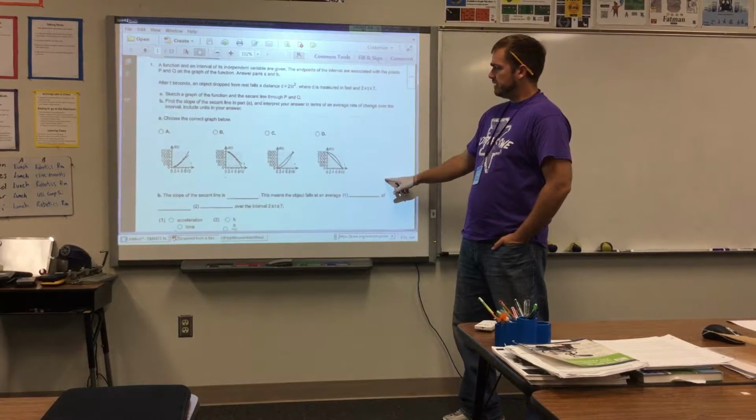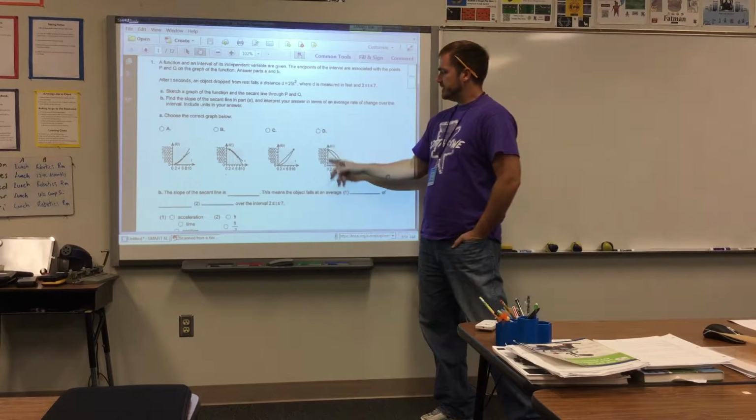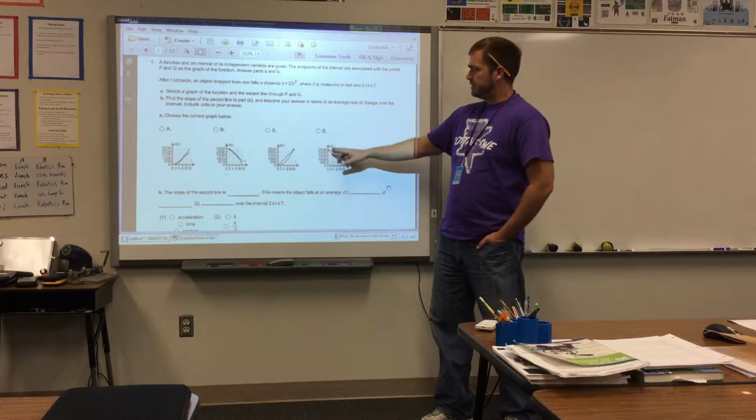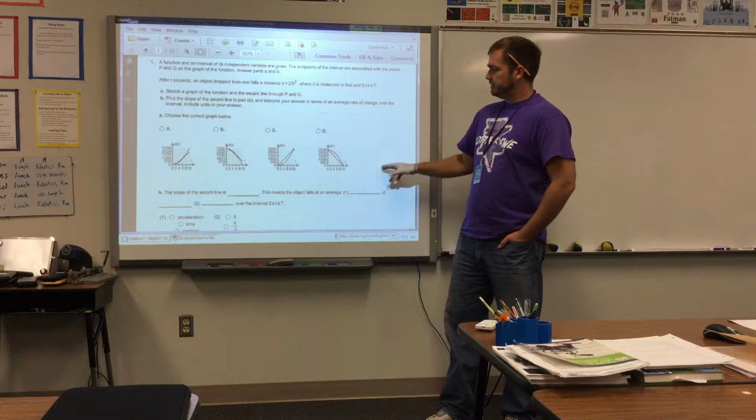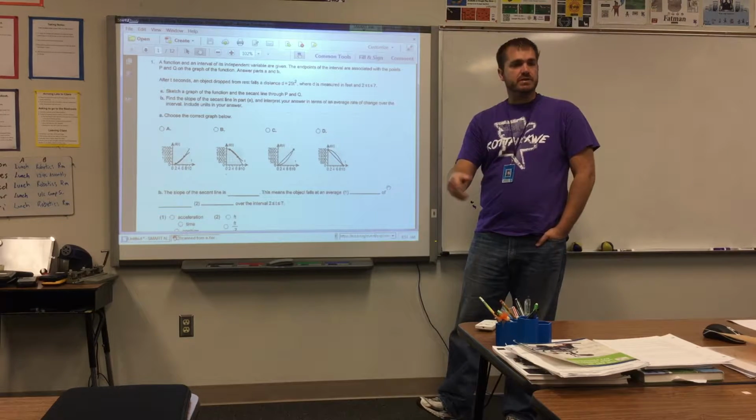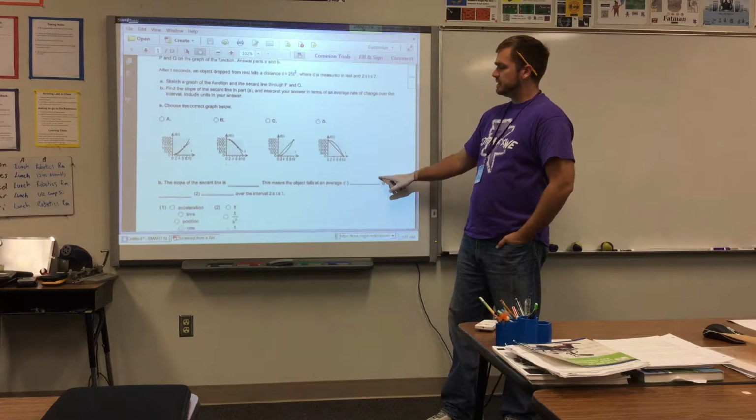So last time we looked at that problem dealing with slope. We talked about the slope is important on the position versus time graph. The slope is the velocity. On a velocity versus time graph, the slope is the acceleration.